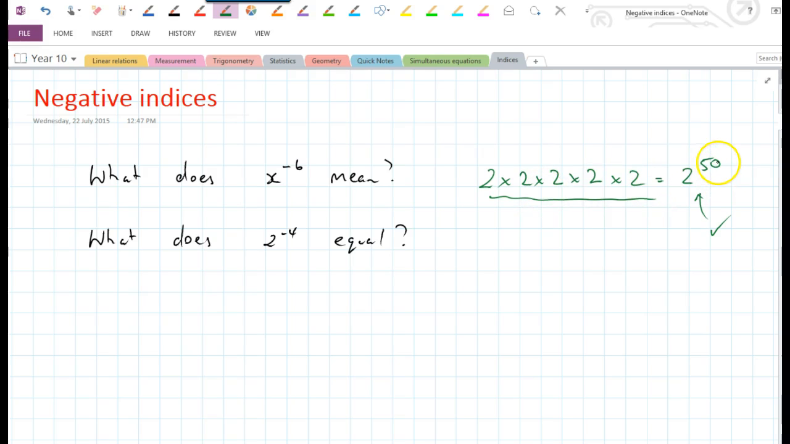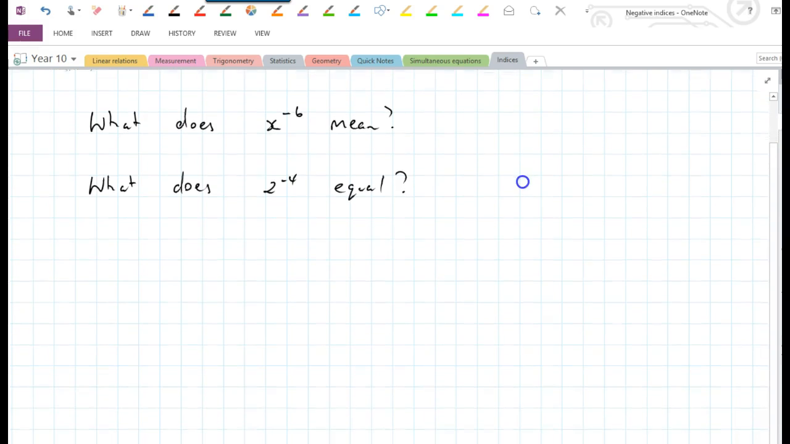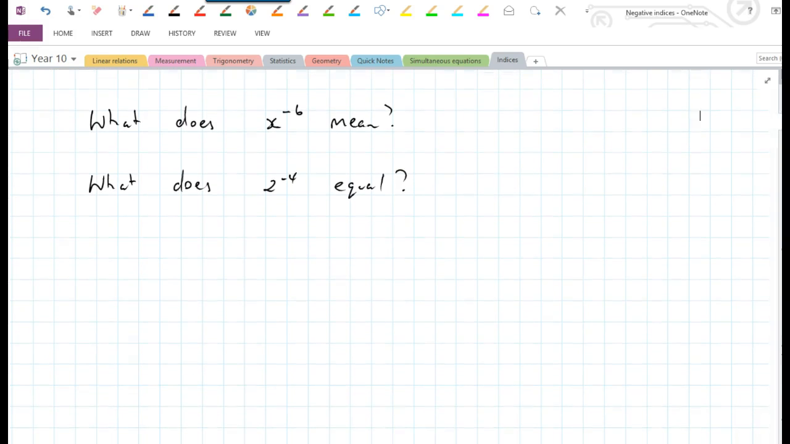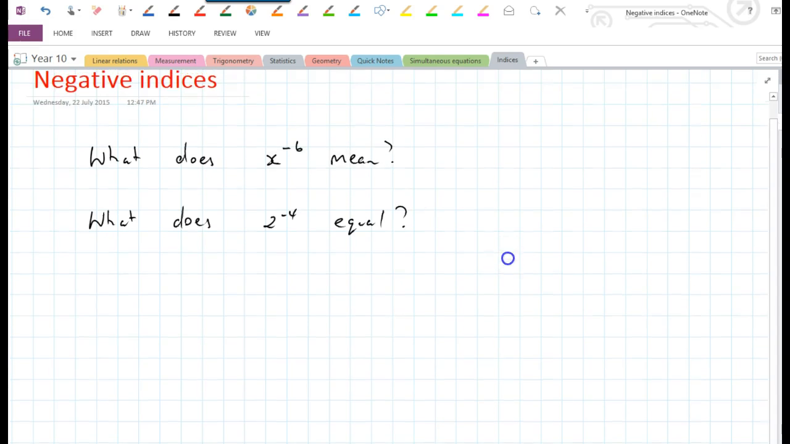2 to the power, we know, we get it. We've been using squares and cubes for ages. But what's this negative? What is 2 to the minus 4? What does that mean? What does that equal? What's its value? Right, so we've got to think about this, haven't we? There's a couple of ways of doing it. I wouldn't mind actually just exploring this for a moment. 2 to the minus 4.